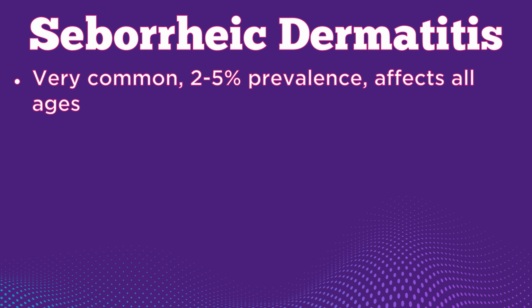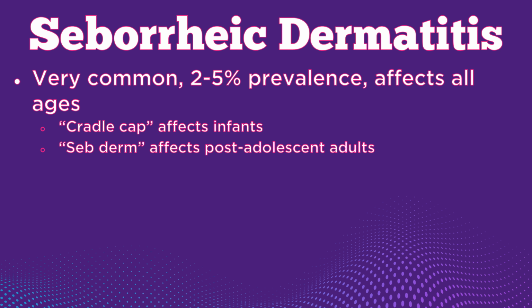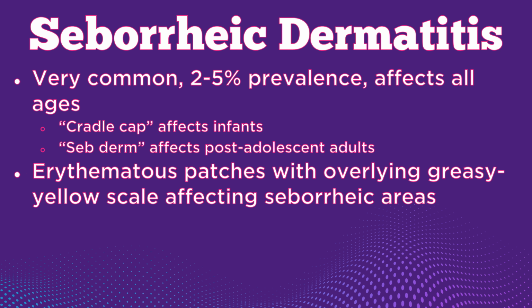As mentioned, Seb Derm is extremely common, with a prevalence between 2 to 5% and a lifetime incidence that's even higher than that. If you're sitting at a stoplight listening to this podcast, there's probably at least a couple people at the light with you that have Seb Derm. Regardless, it can affect people of all ages, so I will break it down into 2 discussions: seborrheic dermatitis affecting infants, which is often called cradle cap, and Seb Derm affecting post-adolescent adults. Regardless of age, seborrheic dermatitis classically presents as erythematous patches with overlying greasy yellow scale that commonly affects what we call the seborrheic areas, which includes the sebum-rich areas of the scalp, face, chest, and intertriginous areas.